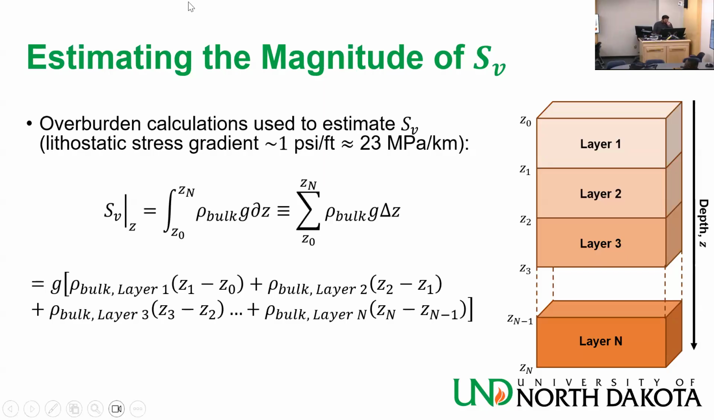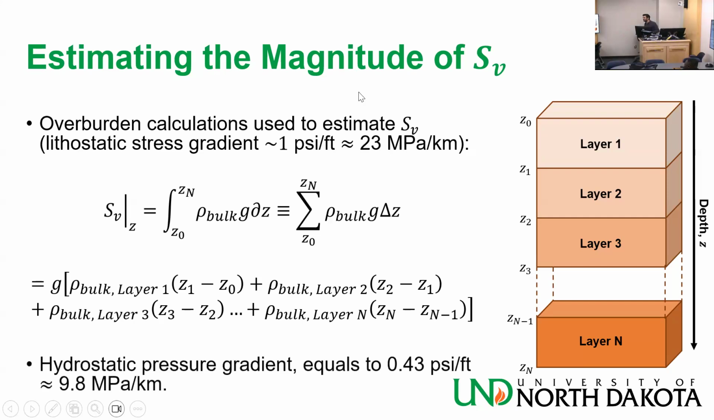Now, we said 1 psi per foot, 23 MPa per kilometer. For reference, fresh water is 0.43 psi per foot, and that is 9.8 MPa per kilometer, less than half. What is that in ppg? For fresh water, it is 8.33 ppg. That's where the 0.052 conversion factor comes from. But this one is for rock, and this one is for fresh water. Just telling you.